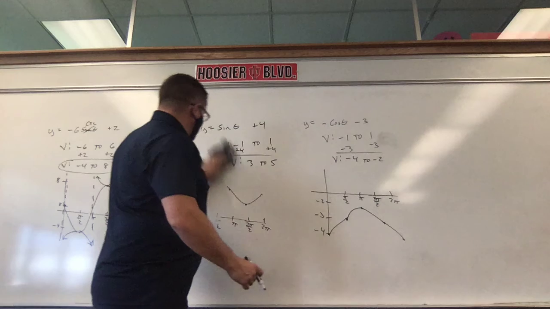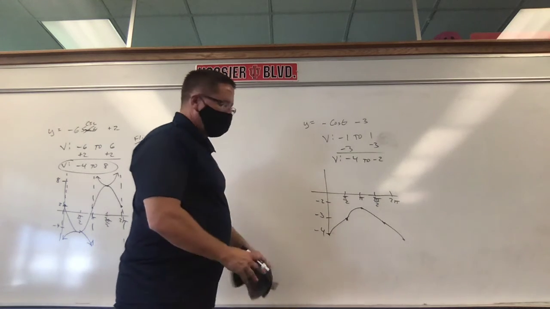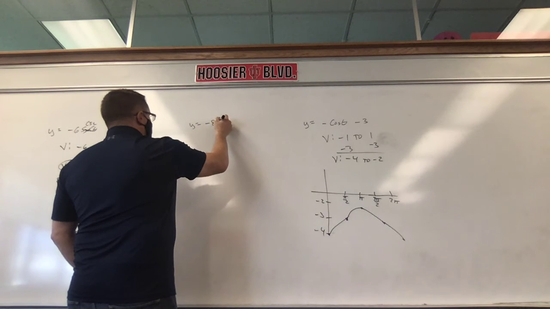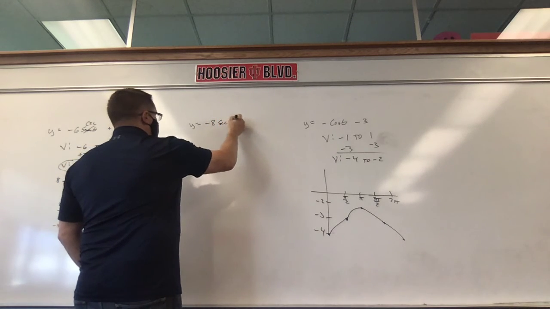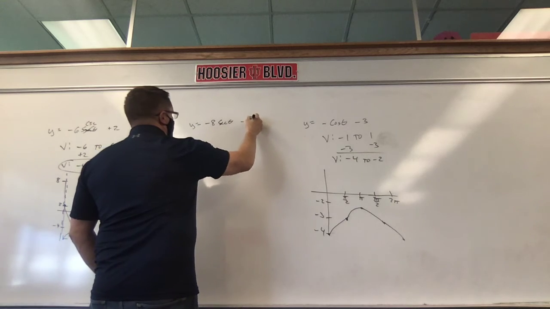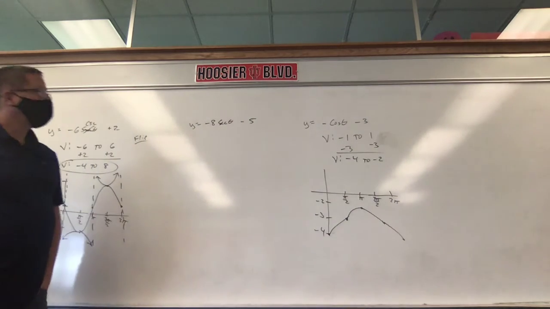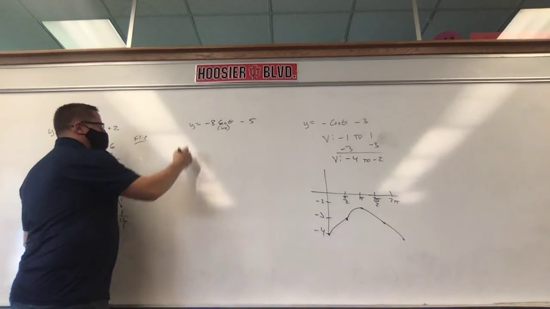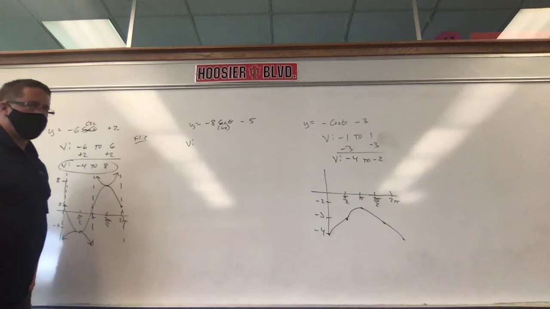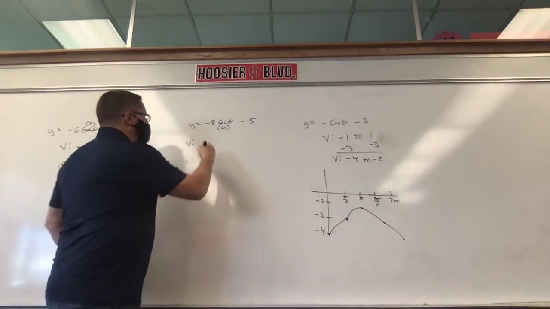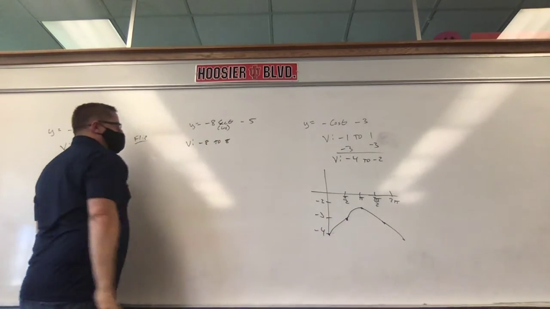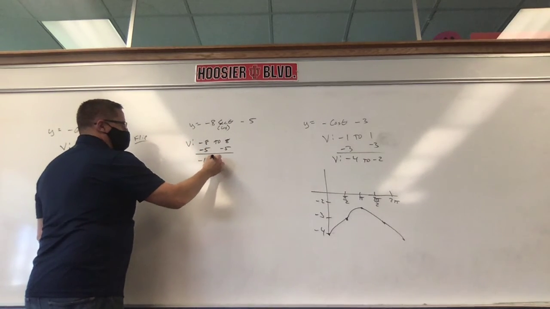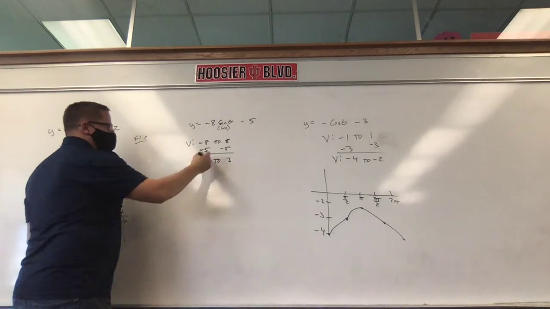Let's try one more. Let's see if we can do this. Let's do y equals -8 secant theta minus 5. Okay? We're going to make a cosine graph first. I'm going to put in parentheses cosine. Okay? So, vertically, -8 to 8. We're stretching this thing out. But, subtract 5 from each. So it's going from -13 to +3.